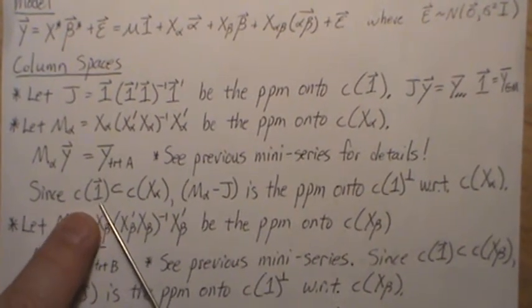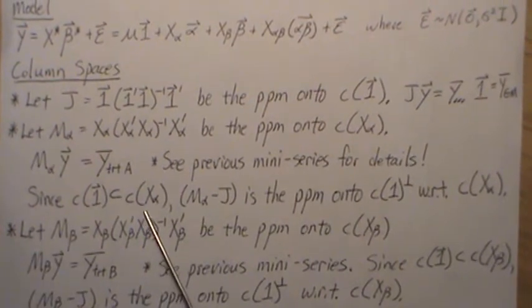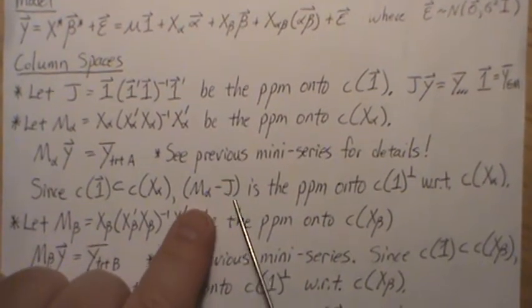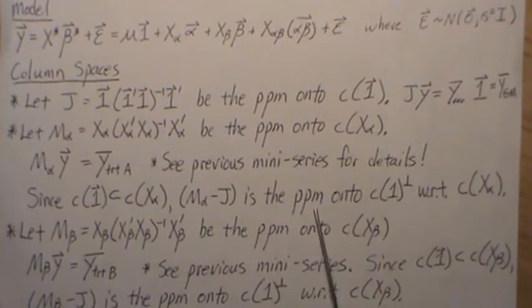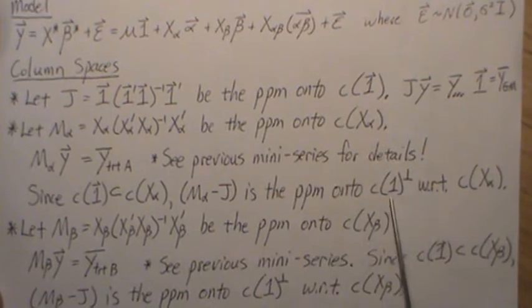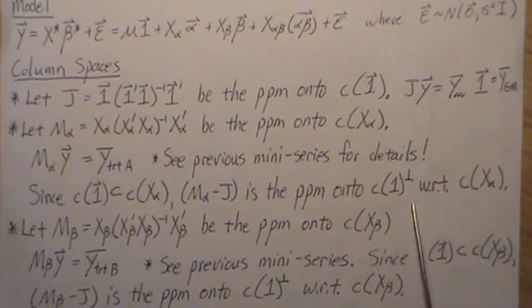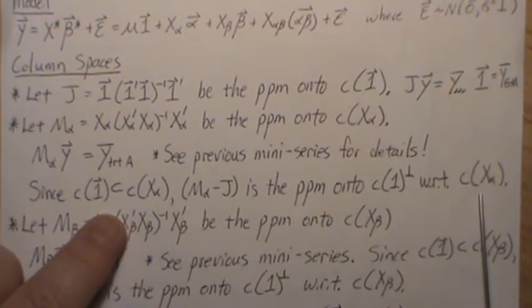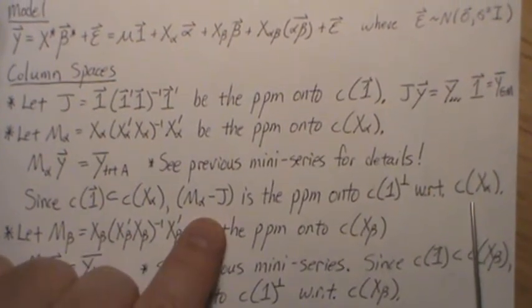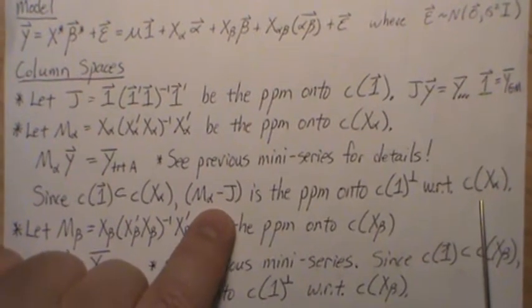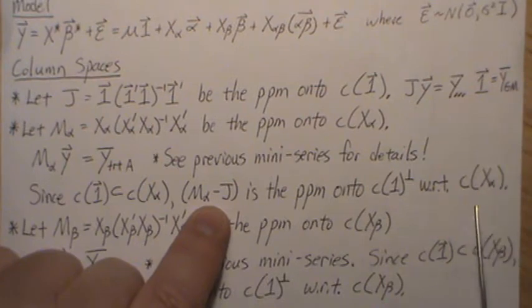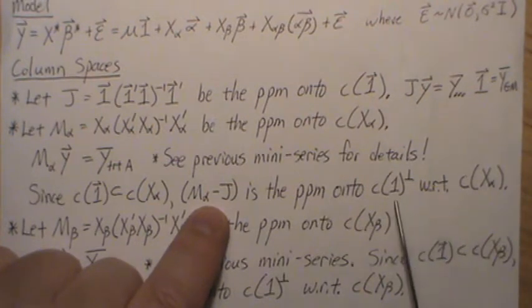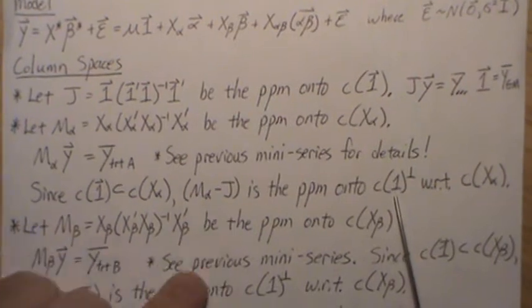Now, since the column space of 1 is a subspace of the column space of X alpha, the difference of the perpendicular projection matrices creates another perpendicular projection matrix onto the orthogonal complement of the column space of 1 with respect to the column space of X alpha. And what that means is if you pre-multiply any dangling vector by M alpha minus J, it shoves it into the column space of X alpha orthogonal to the column space of 1.